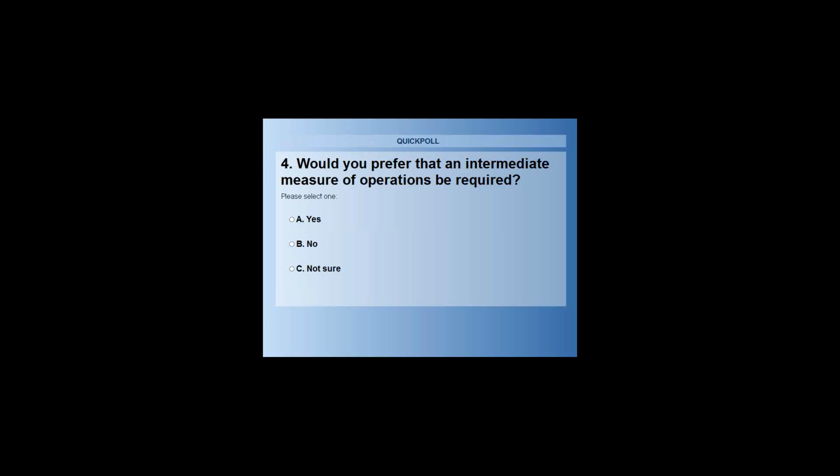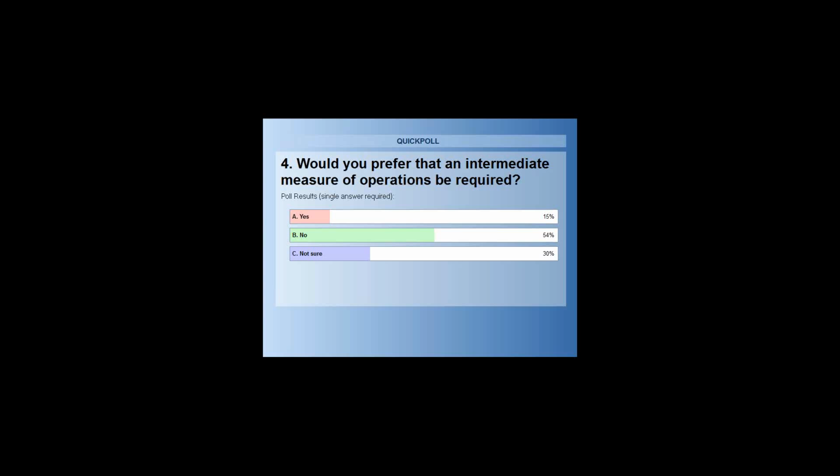And for those of you who are wondering what the timeline is for the implementation of these changes, we're going to get to that right after this polling question. So just want to make sure you understand we'll get there shortly. Again, would you prefer that an intermediate measure of operations be required? A, yes, B, no, C, not sure. We'll close the polls here in 3, 2, and 1.